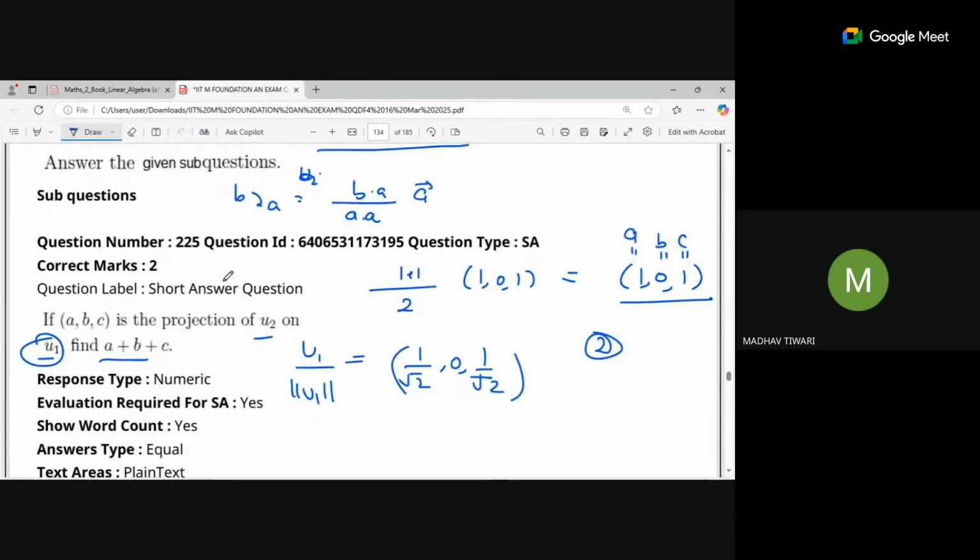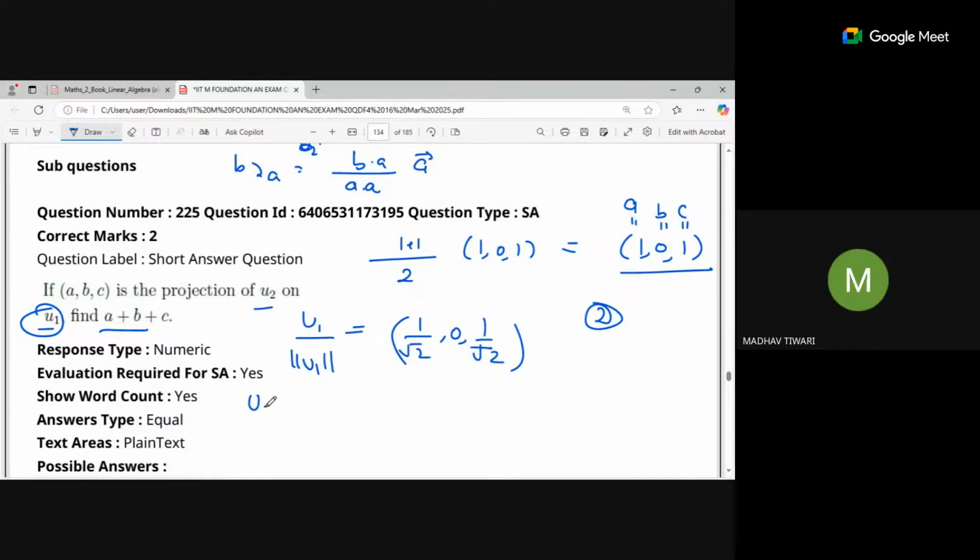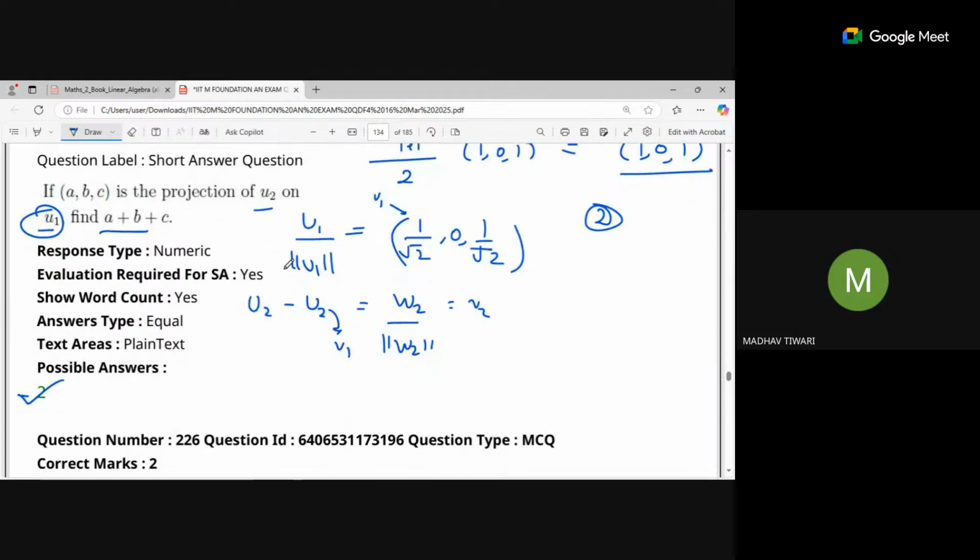After that, you can write u2 minus u2's projection on v1, which will be equal to w2. And if you divide w2 by its norm, you will get your v2. So let's first get w2, which is u2 minus that projection.